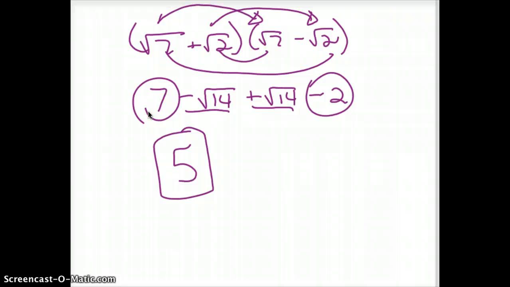What I want you to notice is that when you multiply a pair of conjugates, even if they have all these radicals in them, at the end you get something that has no radicals in it, which is really convenient when we're trying to do stuff like rationalize the denominator. So that's what we're going to do next.